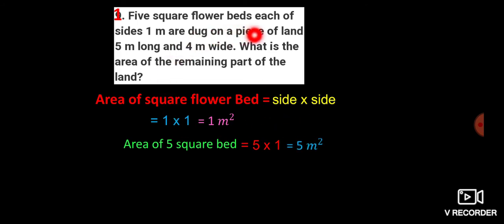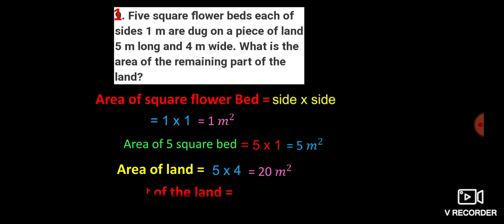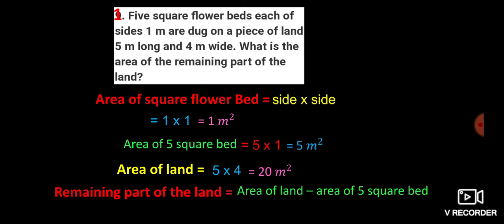Next we find the area of the given land. Length into breadth, L into B. Area of land equal to L into B. L is 5, B is 4. 5 into 4 equal to 20 meter square. Next we have to find the area of remaining part. For this we subtract these two values. Remaining part of the land equal to area of the land minus area of 5 square flower beds. 20 minus 5 equal to 15 meter square. This is the area of remaining part.